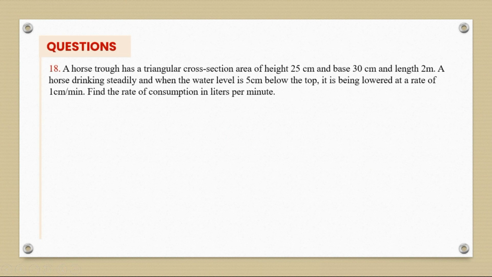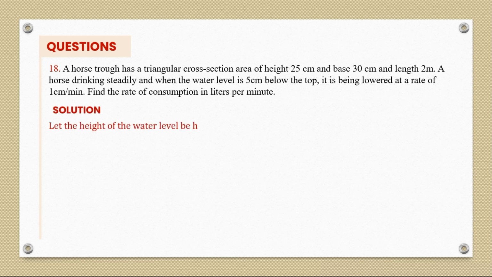Alright, so moving on to question number 18. We're being told that a horse trough has a triangular cross-section of height 25 centimeters and base 30 centimeters and length 2 meters. A horse is drinking steadily, and when the water level is 5 centimeters below the top, it is being lowered at a rate of 1 centimeter per minute. Find the rate of consumption in liters per second.